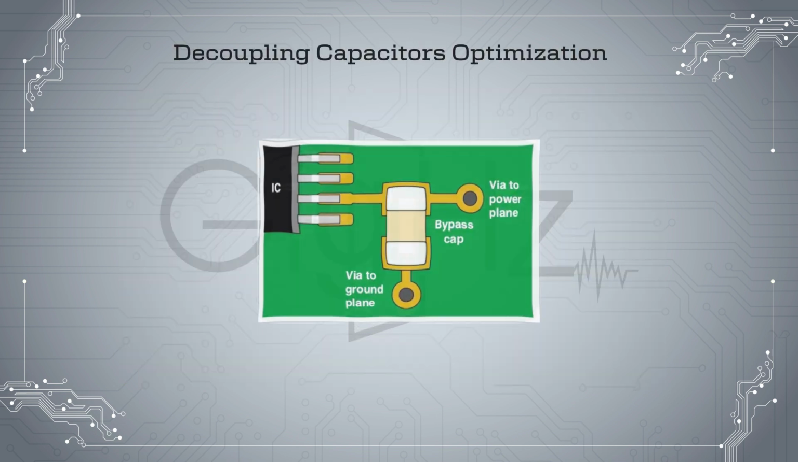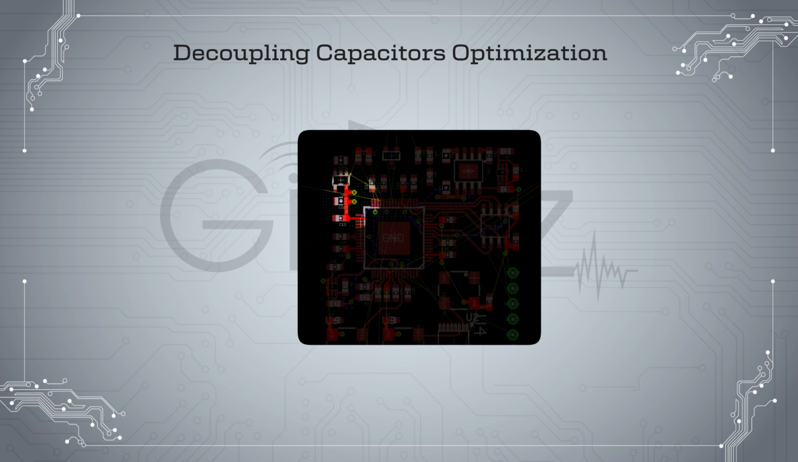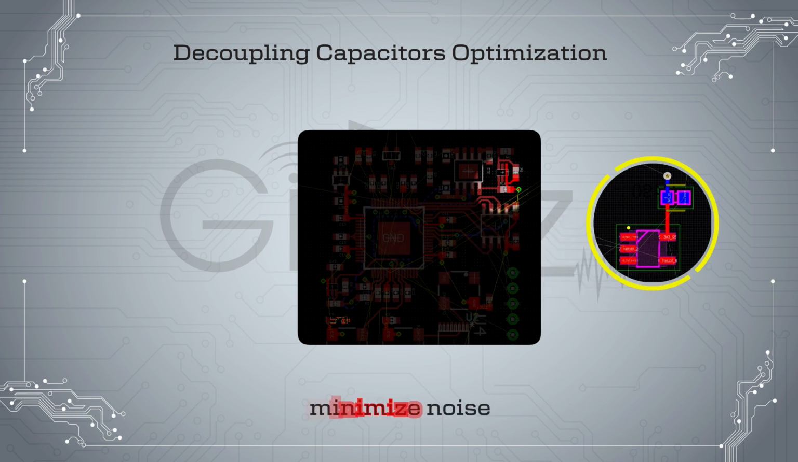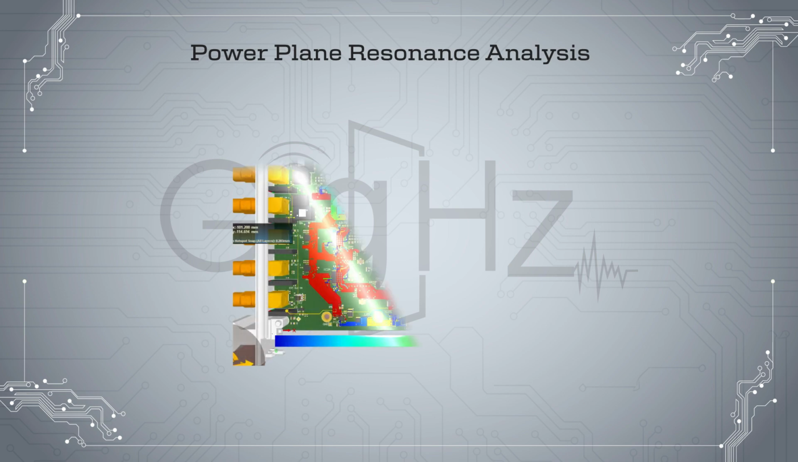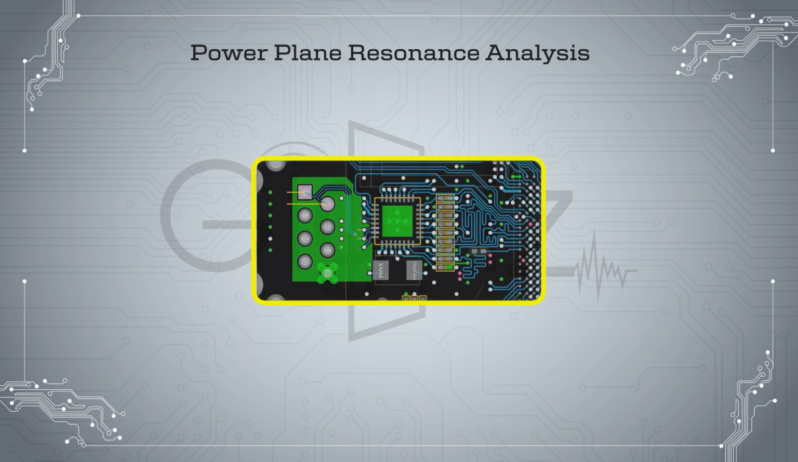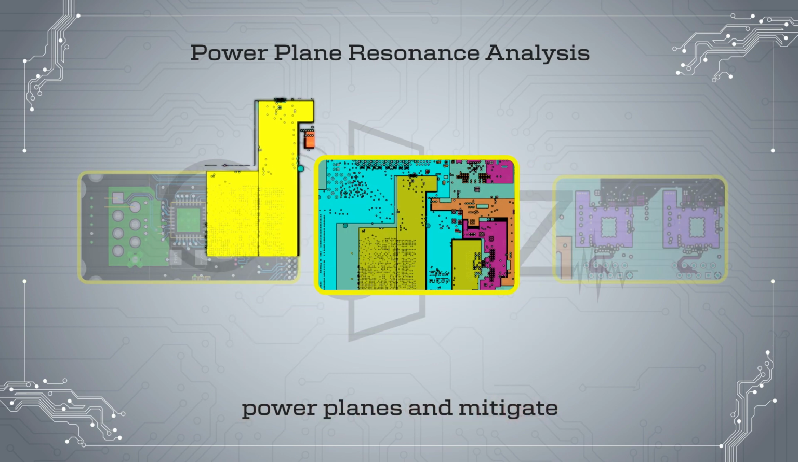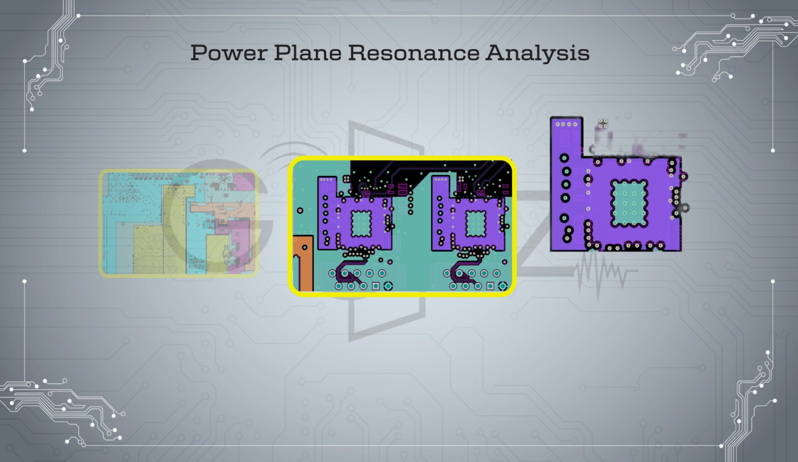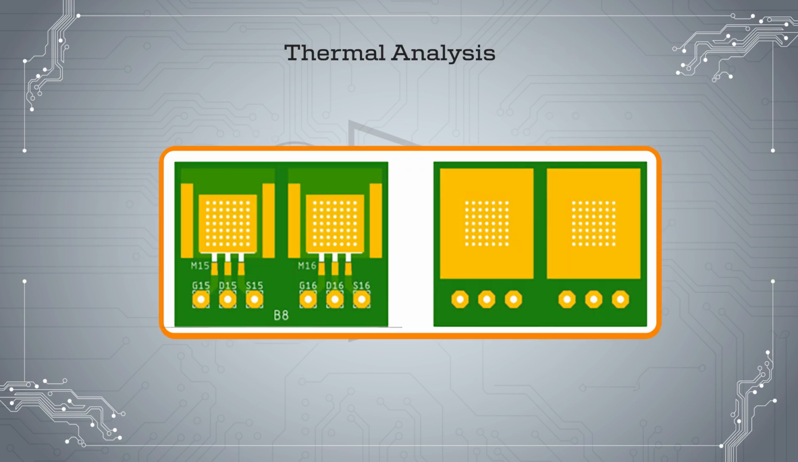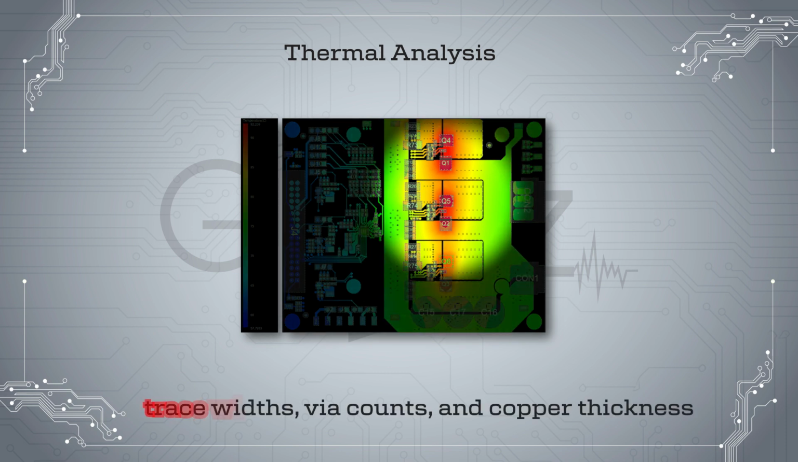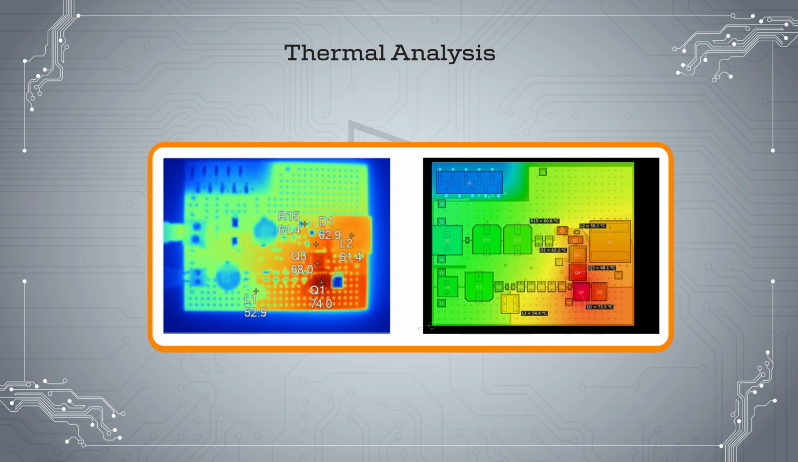Decoupling capacitor optimization. Evaluate and place capacitors strategically to minimize noise across a wide frequency range. Power plane resonance analysis. Identify resonances in power planes and mitigate them using proper shapes and damping techniques. Thermal analysis. Ensure efficient heat dissipation by optimizing trace widths, via counts, and copper thickness.